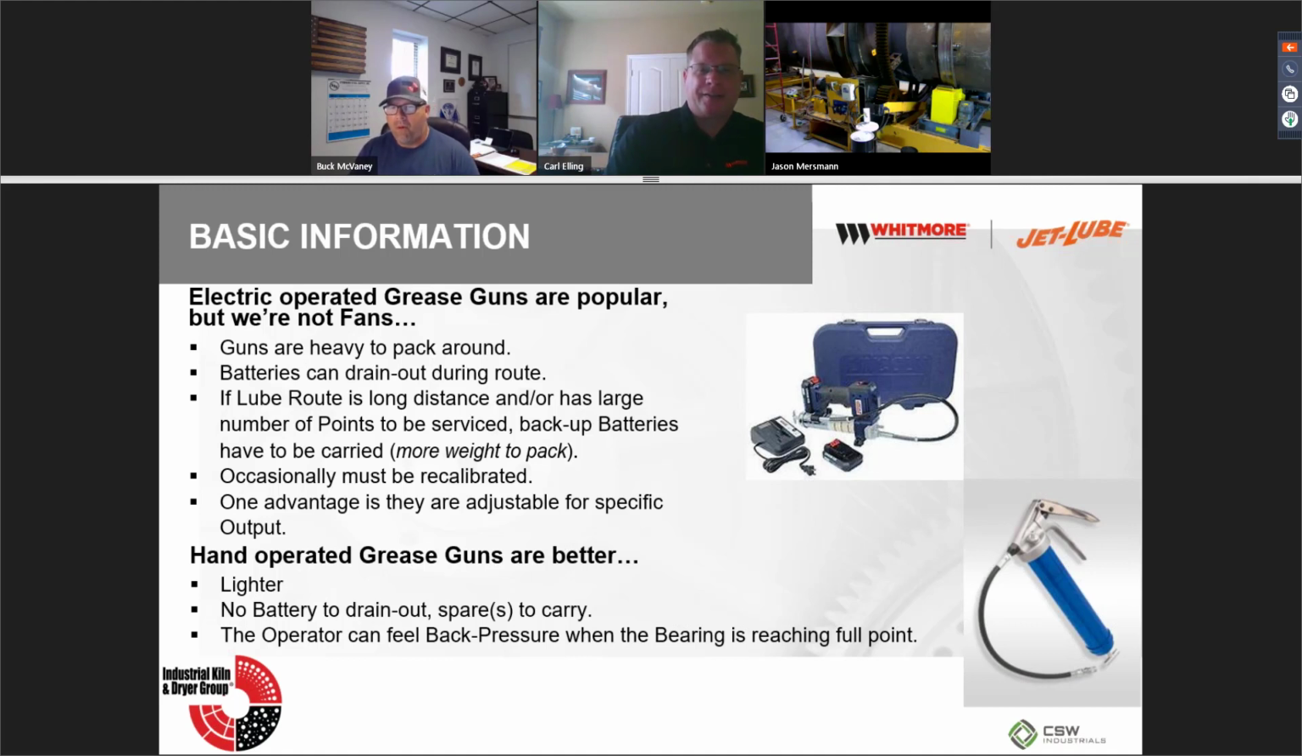And in defense of the maintenance guys, I get why they use the battery operated, but I'm not a fan of them. But I'm not the one sitting there greasing all these things throughout the plant. So I do understand the need, but they can be used, but it's not preferred. You've got to take an extra battery pack. You've got a number of points being serviced. Make sure they're calibrated. Know how much grease you're displacing out there.